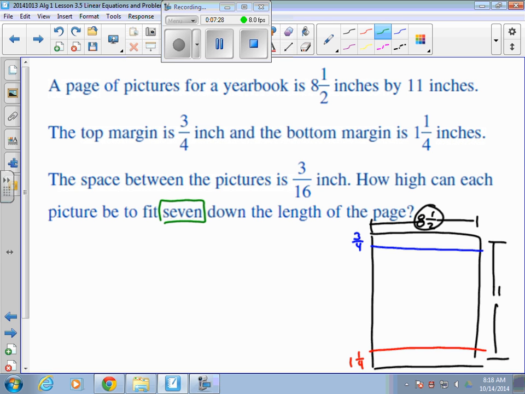Okay. So what we're going to have is 7 pictures. One of them is going to start here. Then it's going to be 7 of them going down.